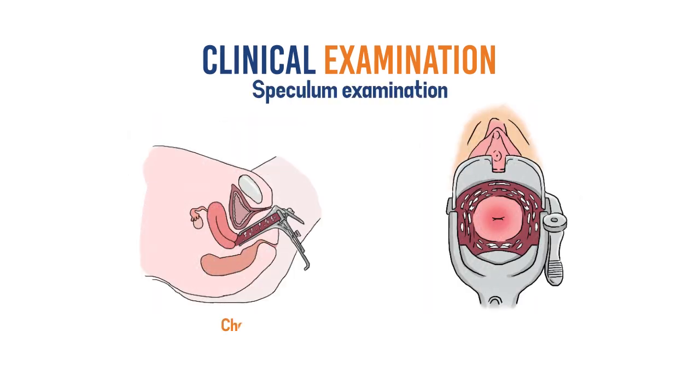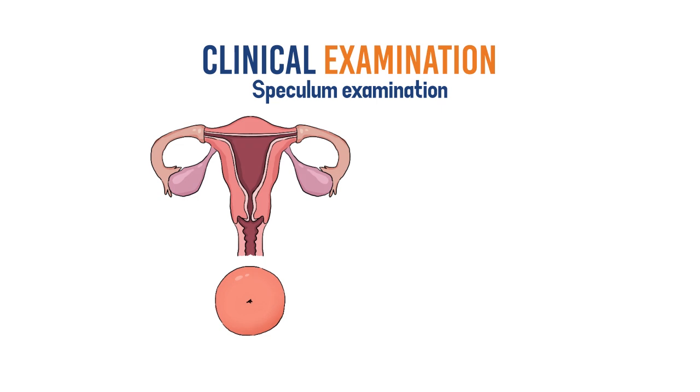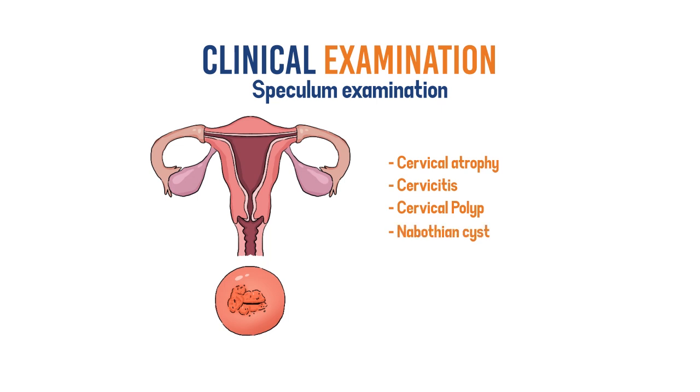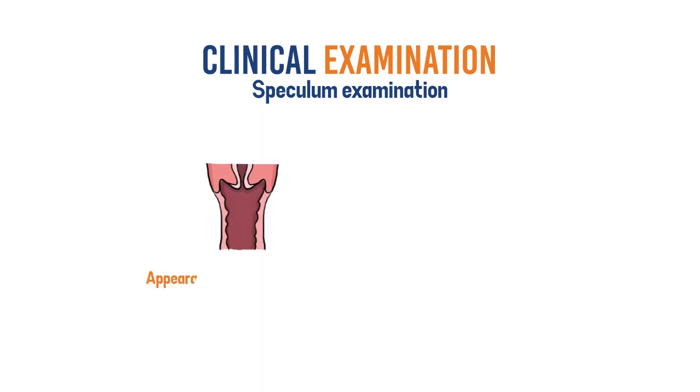During the speculum examination, check the presence and nature of vaginal discharge. Check the appearance of the cervix for cervical atrophy, cervicitis, cervical polyp, Nabothian cyst, cervical ectropion, and cervical cancer. Lastly, check the appearance of the vaginal walls for atrophy, vaginitis, vaginal lumps or lesions.